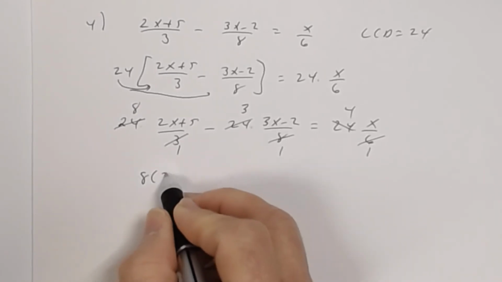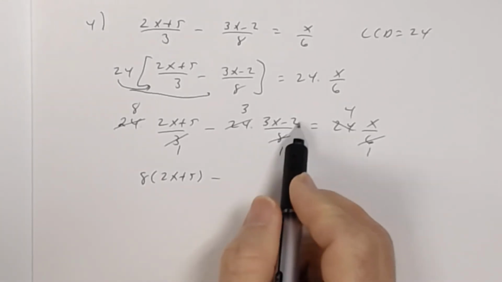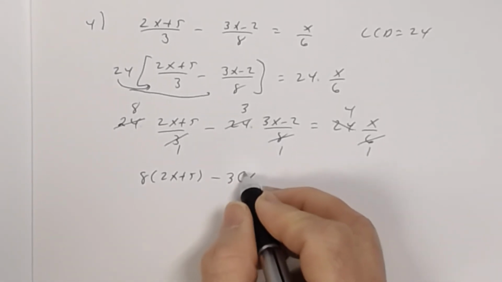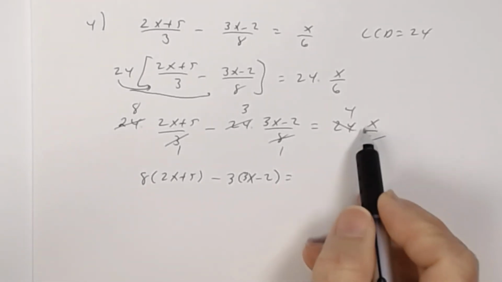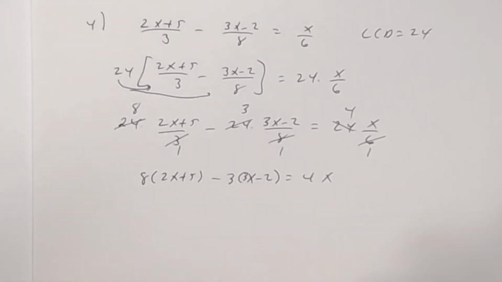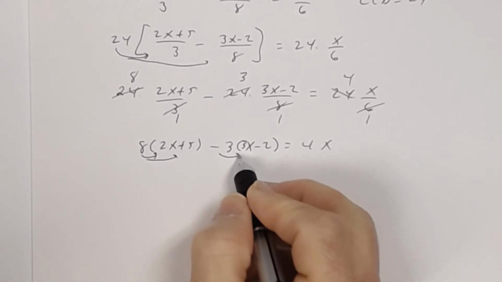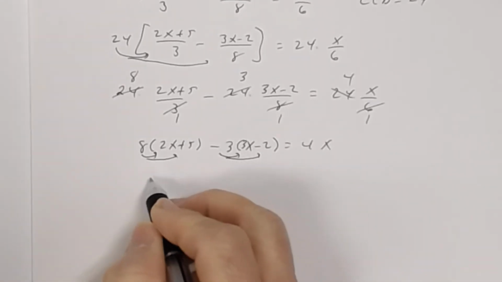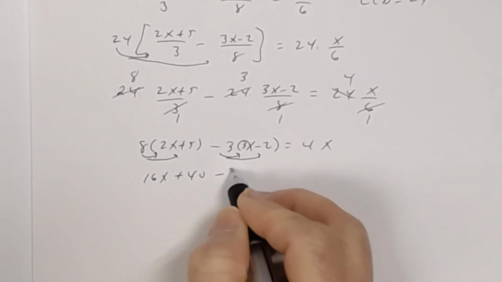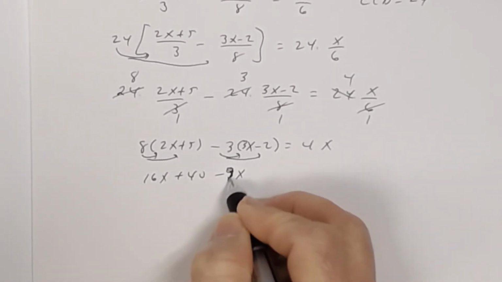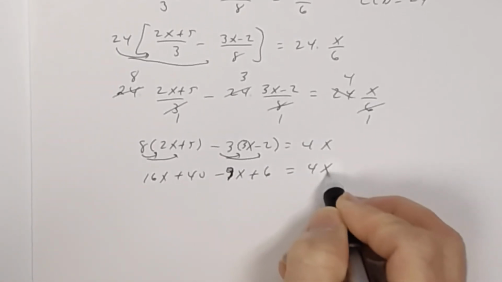You're going to say 8 times 2x plus 5, minus, and then over here the same thing, 3 times 3x minus 2, just like this. Equal, and over here that's going to be 4, and that's just x, so 4 times x is 4x. All right, so that's what I have. Now let's go ahead and get rid of the parentheses using the distributive property. And so I get 8 times 2x is 16x, 8 times 5 is 40, a negative 3 times 3x is a negative 9x, and a negative 3 times a negative 2 is a positive 6, equal 4x.